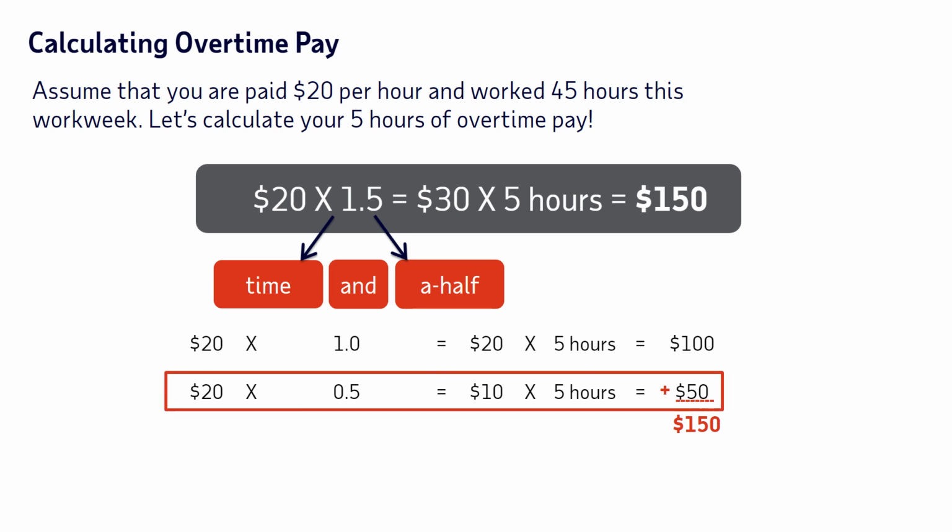Recall that overtime premium pay is the extra half. That's this $50 you're getting. Since this was a basic calculation, we were able to use your $20 rate to calculate the regular time of $100 and your overtime premium pay of $50. But it's not always that straightforward. In the next part of this lesson, you will learn that there are situations when your overtime premium pay needs to be paid at an increased rate.